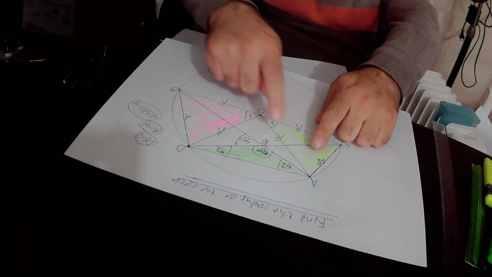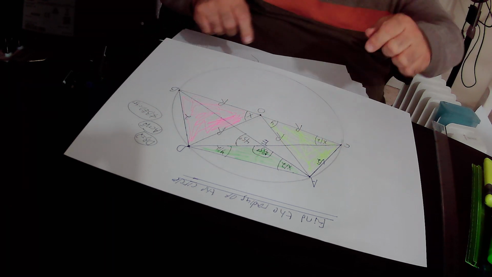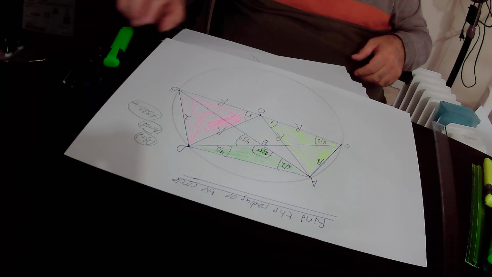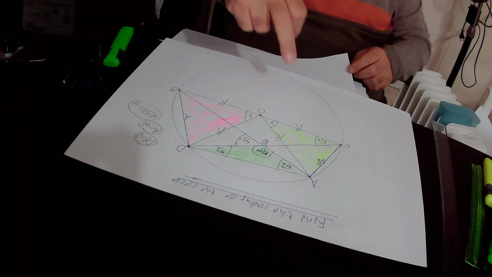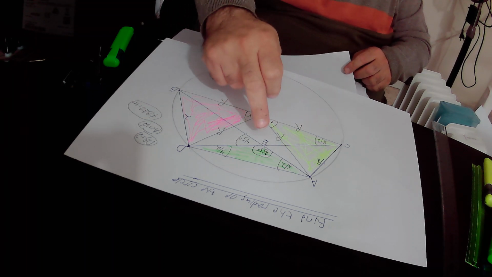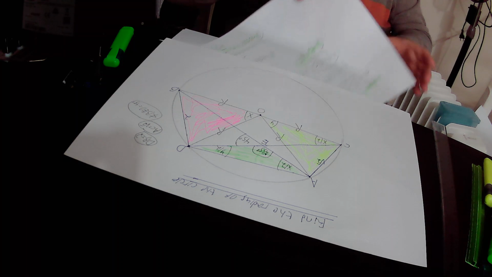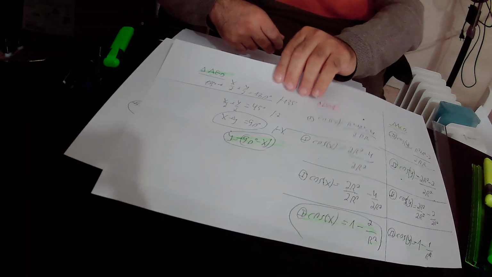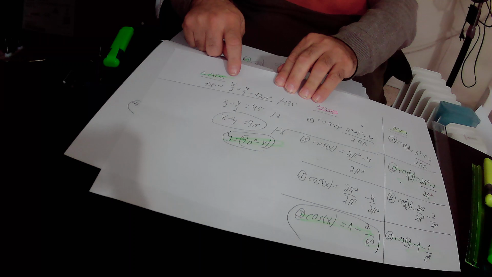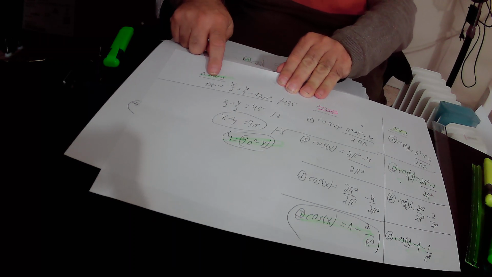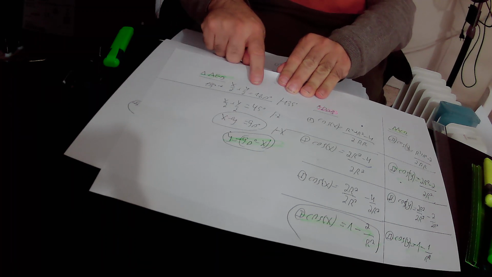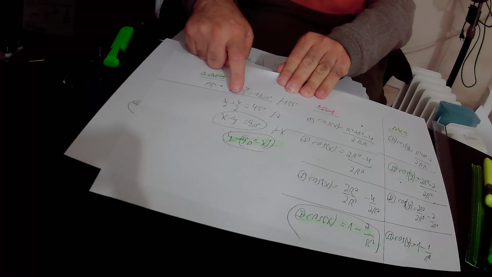Then we focused on the green triangle, triangle AD. In this green triangle, the sum of the angles must be equal to 180 degrees. So which angles do we have here? We have x over 2, y over 2, 135 degrees. In total, it must be equal to 180 degrees. Here, 135 degrees plus x over 2 plus y over 2 must be equal to 180 degrees. We subtracted 135 degrees from this equation and found that 180 degrees minus 135 degrees is 45 degrees. It is equal to x over 2 plus y over 2.